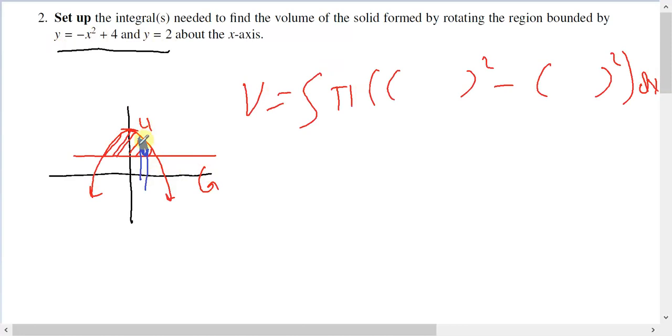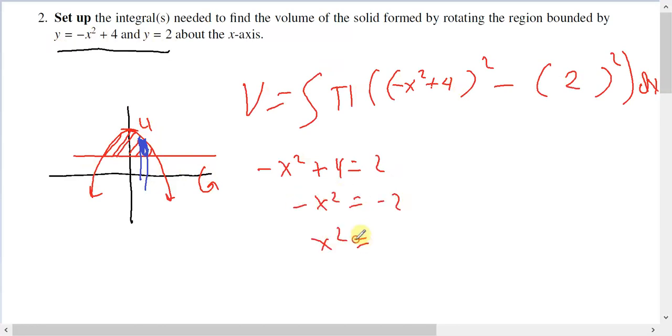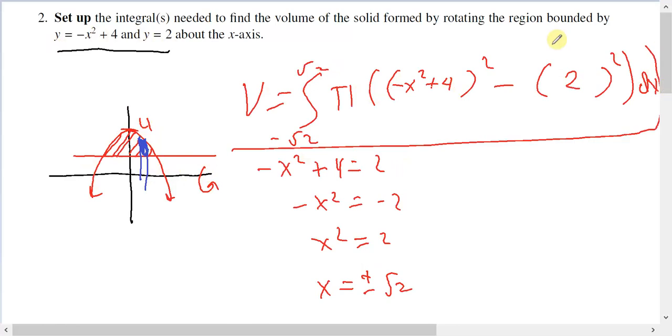And so the bigger radius goes from that line, the x-axis, all the way out to that curve, which is minus x squared plus 4, so that goes first. And then the second radius, the part that's not shaded, is the part that's underneath this constant y equals 2. And so all I need now is the limits, and I'll get that by setting these two functions equal to each other. And so that gives me x squared equals 2, or x equals plus or minus the square root of 2. And that'll give me the volume if I were to work that out, but I was only asked to set it up.